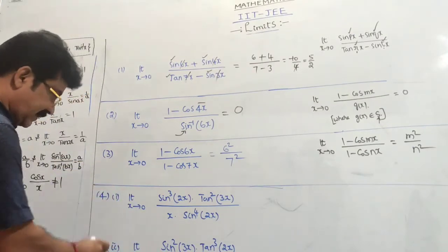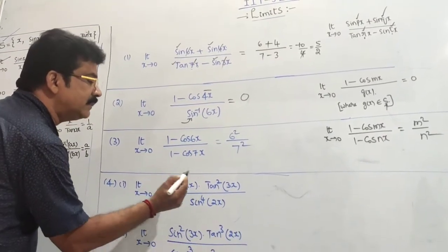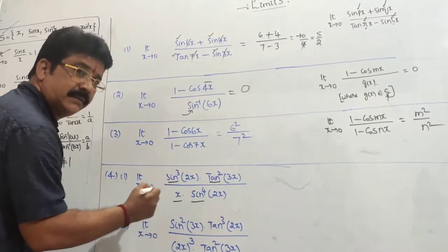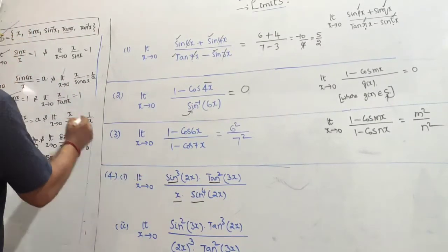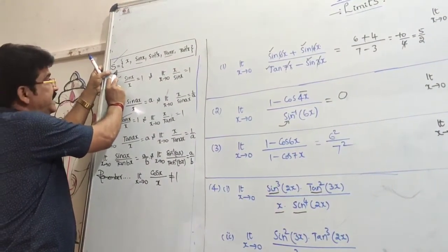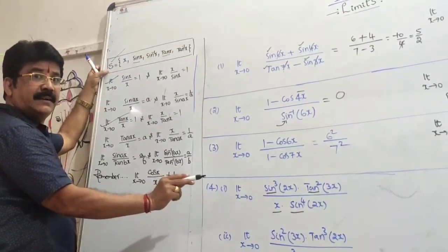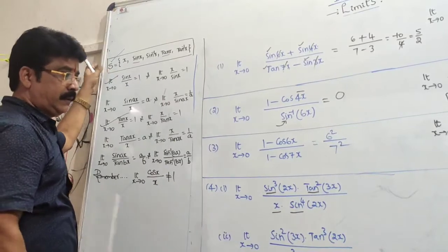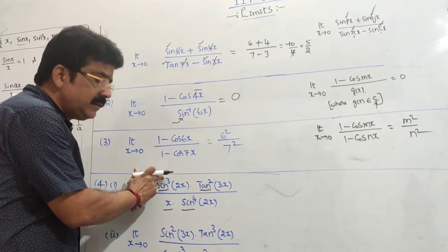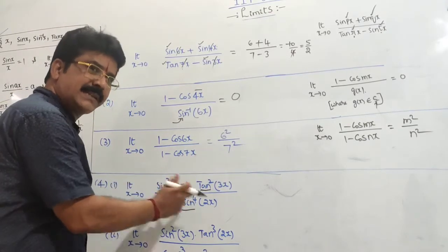And next structure. Observe: sin, tan, x, sin. If they are from this set, then only the shortcut is applicable or valid. Otherwise it is not valid. It is just like that: F1 power n, F2 power m, just like that.